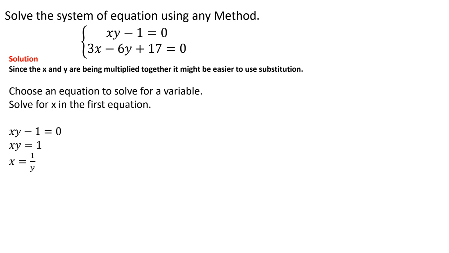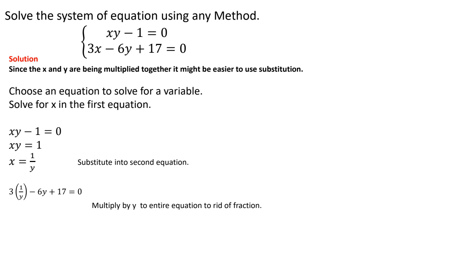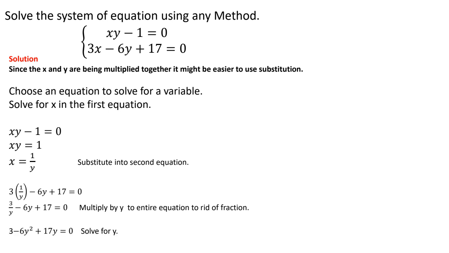I'm going to substitute this value into the other equation, 3x minus 6y plus 17 equals 0. So we have 3 times 1 over y minus 6y plus 17 equals 0. Let's get rid of the fraction by multiplying the whole thing by y. When I do this, I have 3 minus 6y squared plus 17y equals 0.